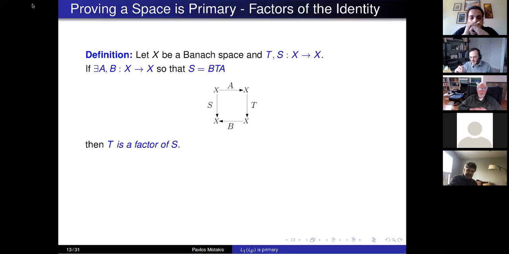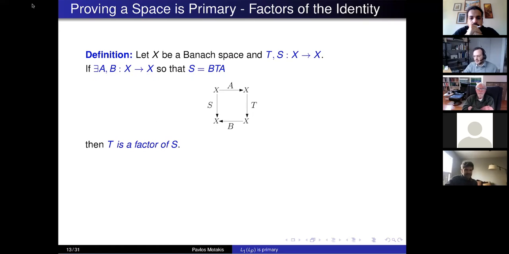Okay, so here's the definition. Of course, you're probably very well aware of these definitions. I have a fixed Banach space X, and I have two operators, T and S. Then I say that T is a factor of S if I can write S as a product of three operators where T sits in the middle. So S has these three factors, B, T, A, and T is one of them. And of course, it is important here to demand that both A and B are defined on the space X and not on some other space. Otherwise, this would not be the same. This is an important distinction.